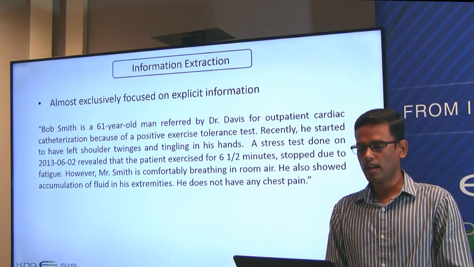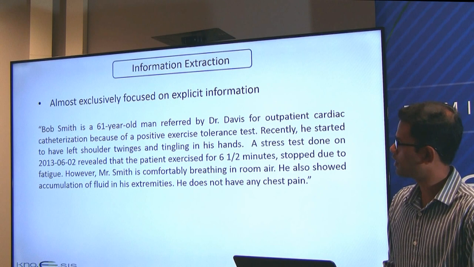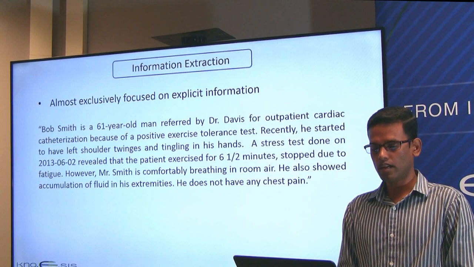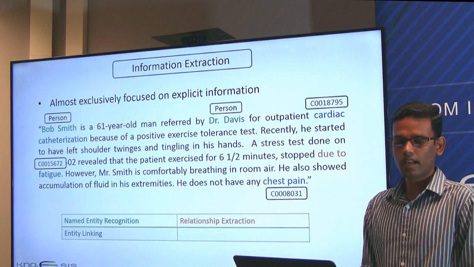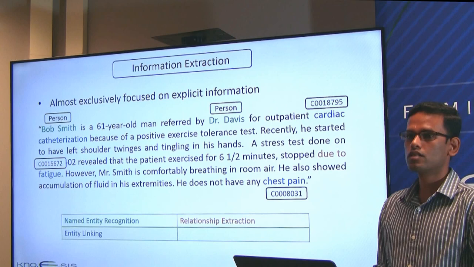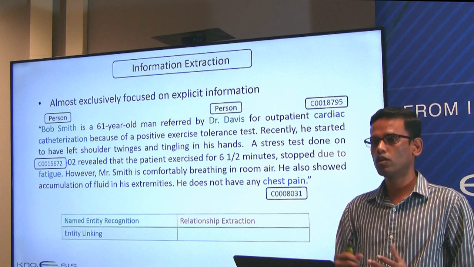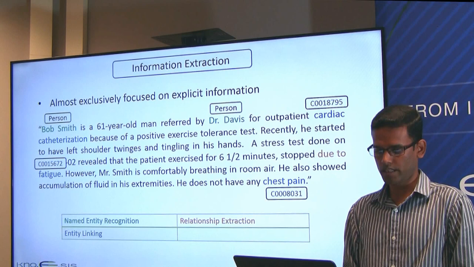So we were exclusively doing explicit information extraction. Let's have a look at this text extracted from a clinical note. With the current technologies, we can identify that Bob Smith is a person, Dr. Davis is a person, which is namely named entity recognition. And you can assign identities to the entities, like what I have marked here in blue. That task is called entity linking. And then we can go ahead and extract the relationships. So these are the typical things that we would perform on a clinical or any unstructured text.